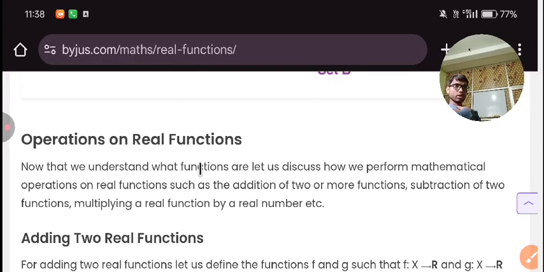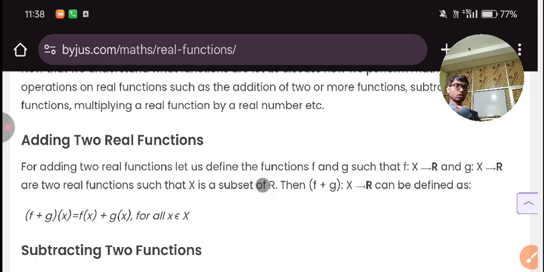Operations on the real functions. Now that we understand what functions are, let us discuss how we perform mathematical operations on real functions, such as the addition of two or more functions, subtraction of two functions, multiplying a real function by a real number. Adding two real functions.